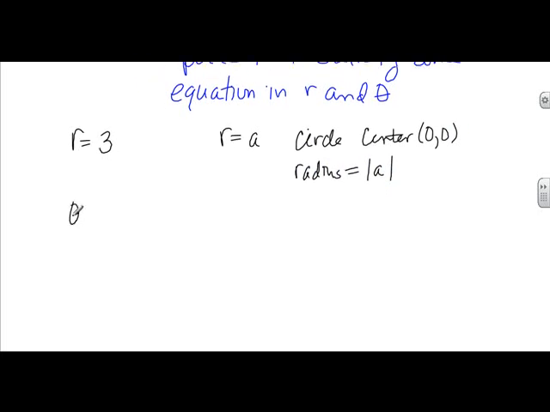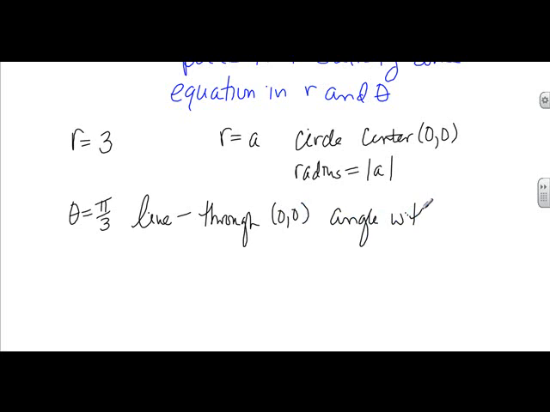The angle theta equals pi over 3. That's the set of all points whose angle is pi over 3 from the positive x-axis. So that's a line. It's a line that goes through the origin, and the angle with the positive x-axis is pi over 3.